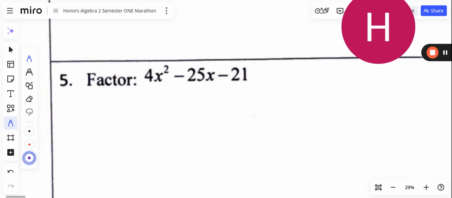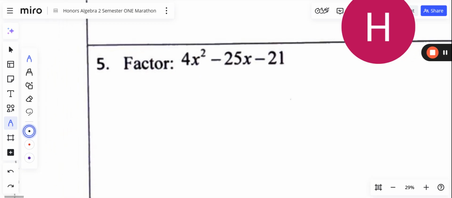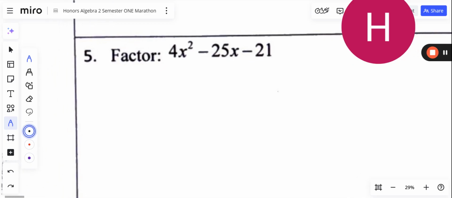Now this is clearly not a perfect square trinomial because 21 is not a perfect square. That's not your b squared. So we might have to use these old school methods. Split the middle, right? Where we multiply and split the middle. So we're going to take 4 times negative 21, which is negative 84. And here we have negative 25. So we're looking for two numbers which multiply to negative 84, and they add together to make negative 25.